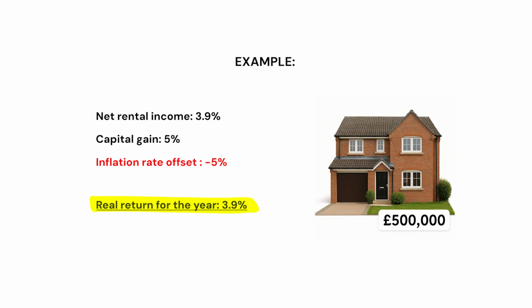And without wanting to complicate things too much, also bear in mind that inflation will affect the value of your rental income throughout the year. With inflation at 5%, for example, the £2,000 of rent you receive at the end of that year is worth about £100 less than it was at the beginning of the year. Your real return is therefore a little bit lower still.